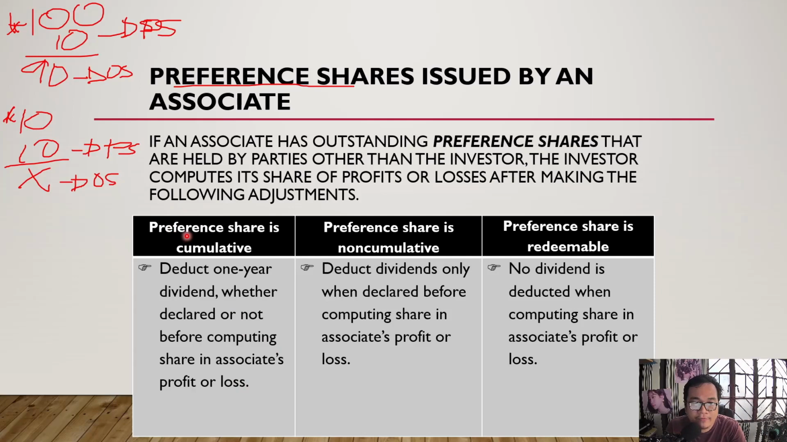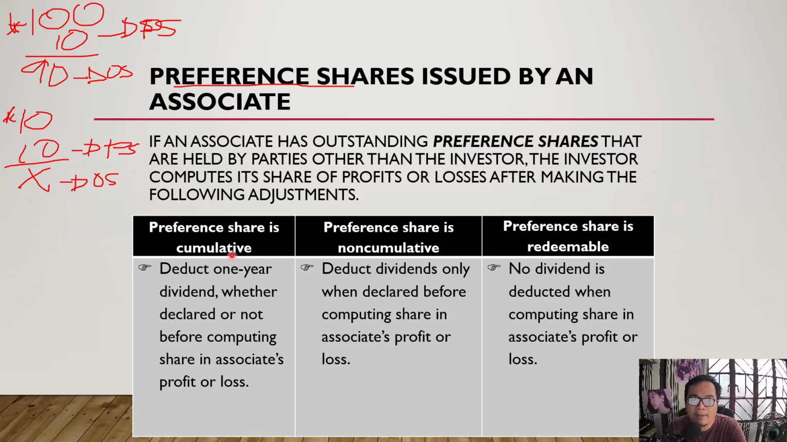Ang cumulative, ibig sabihin kapag may arrears, example, for the last 2 years, walang declaration of dividends. Ngayon, yung preference share nyo is cumulative. Meaning, yung last 2 years na walang declaration of dividends, i-accumulate yan. Isasama yan sa computation ng dividends na marireceive mo. Kaya siya cumulative. Ang tawag yan, arrears. Dividends in arrears. Walang declaration for 2 years. So, yung 2 years na yon isasama sa computation. Kasi cumulative yung preference share. Ngayon, pag non-cumulative yung preference share, kahit na may arrears, walang effect. For the current year lang. Pero intermediate accounting part 2 na yan. So, ito lang. Preference share is cumulative.